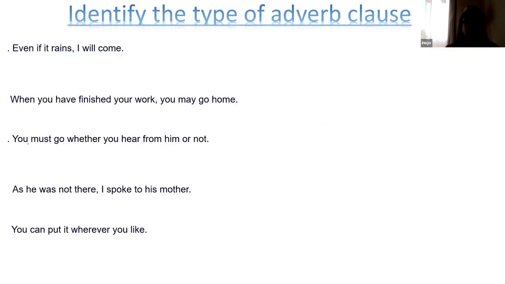Next one. Now identify the type of adverb clause here. Even if it rains, I will come. Even if it rains, I will come. Normally when it rains we wonder whether to go or not, but this is a contrasting statement: even if it rains, I will come. So here it is adverb clause of concession, because we are giving two different statements.